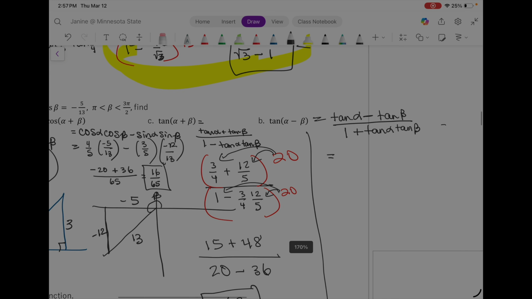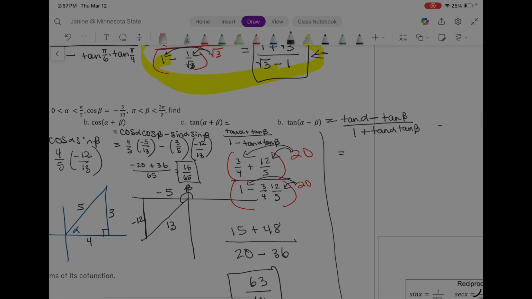All right, now time for us to look at the pictures again. See, we didn't need to know the angle for any of these. We just needed to know what it looks like, what quadrant it's in, and whether the x's and the y's have positive or negatives in front of them. So tangent is 3/4 minus 12 over 5, they're both negative, over 1 plus 3/4 times 12 over 5.